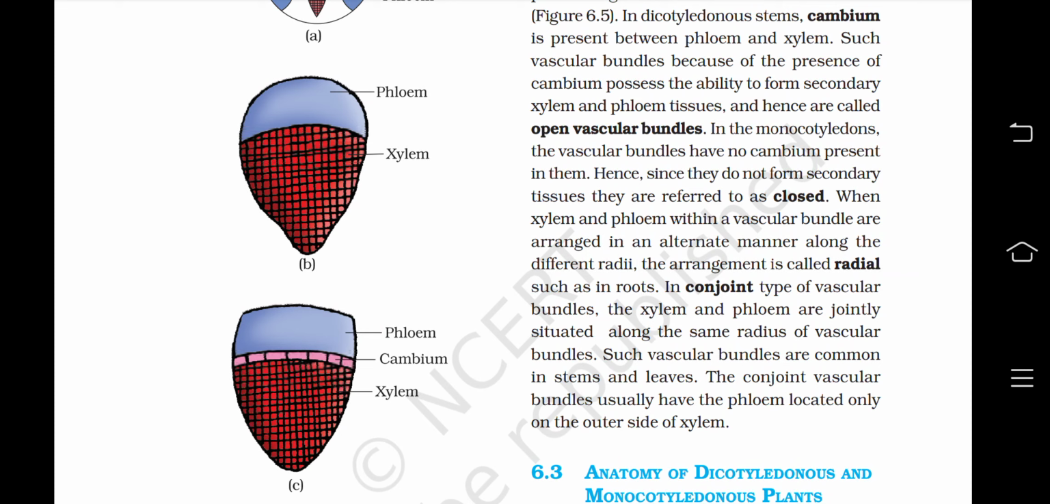In conjoint type of vascular bundles, the xylem and phloem are jointly situated along the same radius of vascular bundles. Such vascular bundles are common in stems and leaves. The conjoint vascular bundles usually have the phloem located only on the outer side of the xylem.